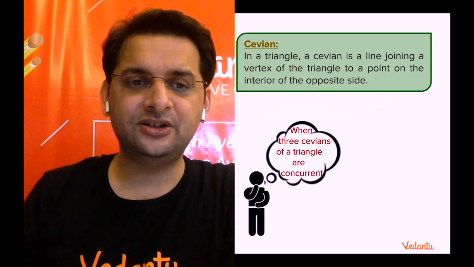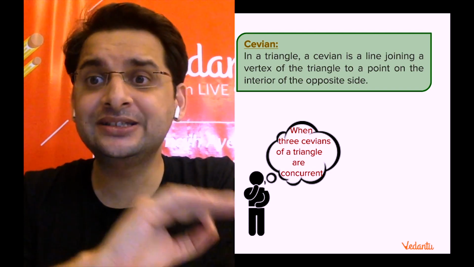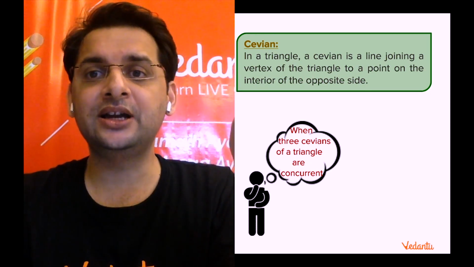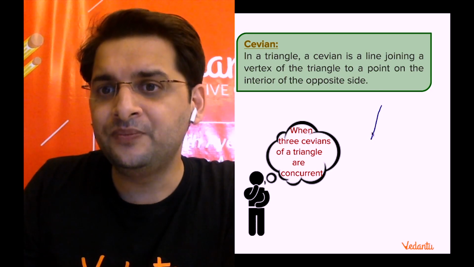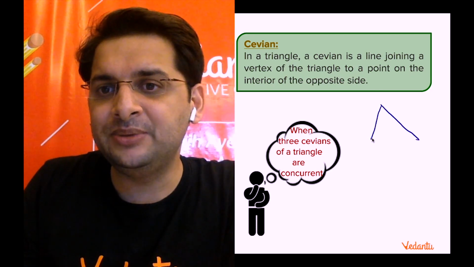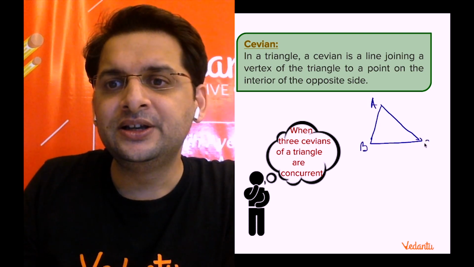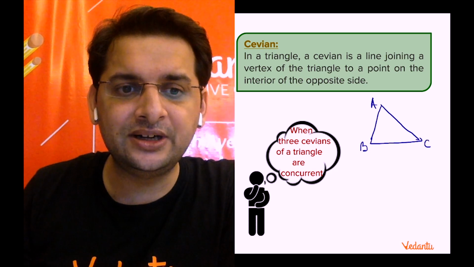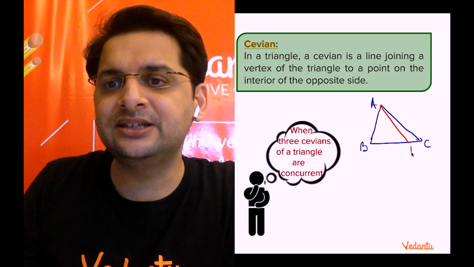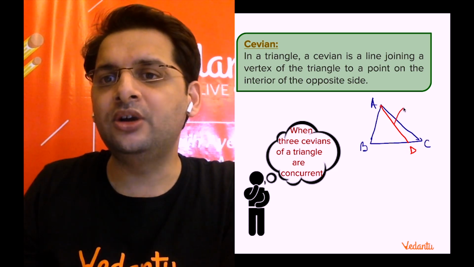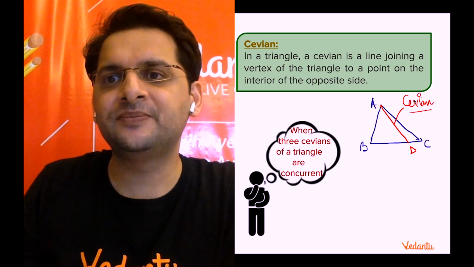Before starting with this theorem, let me explain what a cevian is. In a triangle, a cevian is a line which joins a vertex of the triangle to a point on the interior of the opposite side. So if this is a triangle ABC, any line joining the vertex A to any point on the opposite side, let's say this is D, is called a cevian.